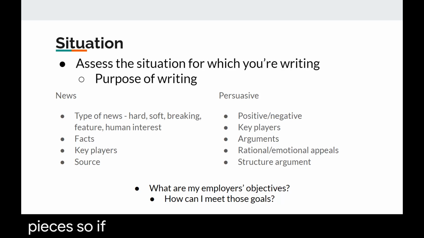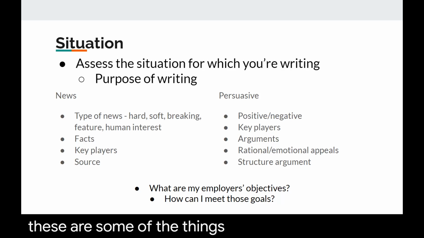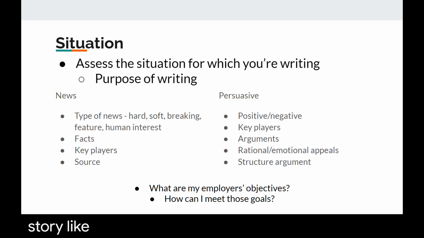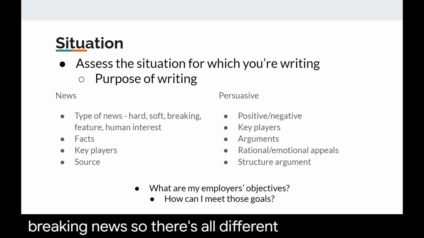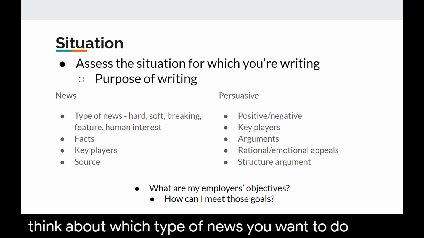So if you are assessing your situation for news, these are some of the things you have to think about. What is the type of news? Are you trying to do a hard story, like with numbers and information? Are you trying to do a soft feature or human interest story? Is it breaking news? So there's all different types of news that you need to consider, and it's important that you think about which type of news you want to do.